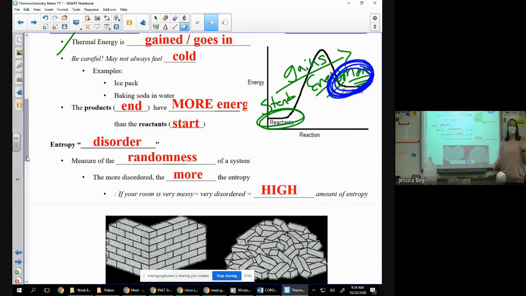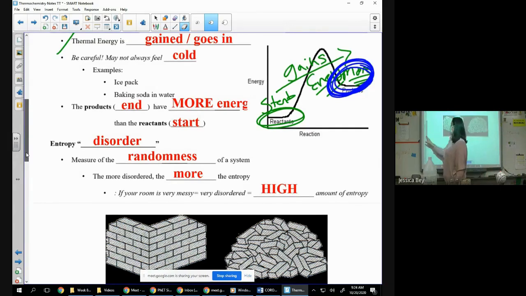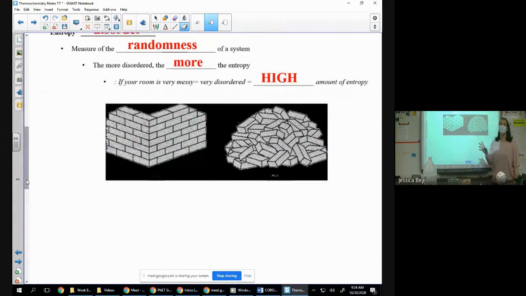Anybody in here like crazy, like everything has its place, put it back, that goes there? Me too, I'm on that one, okay? I would have a very low amount of entropy. I am in not a lot of disorder. I mean, I feel like I have a lot of disorder in my life right now just because of everything that's going on.